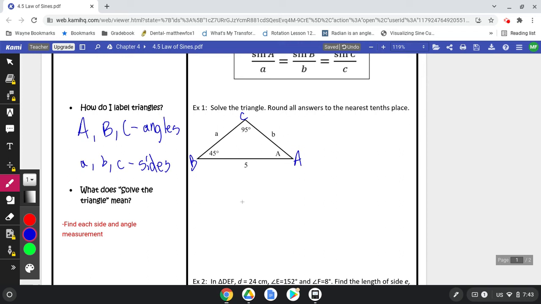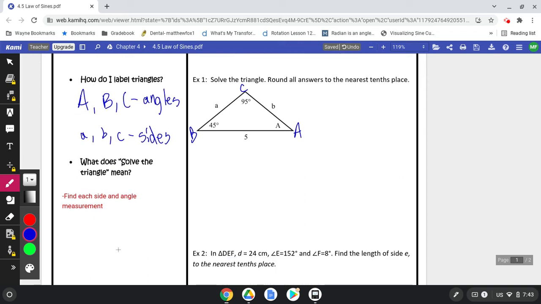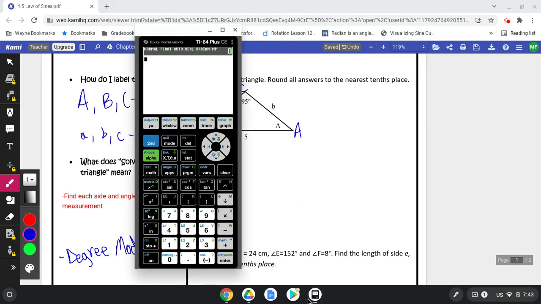Okay, so the first thing I want to point out is when you are solving these, put a note for yourself, make sure you are in degree mode, because we are dealing with degrees. Now, if your calculator is not in degree mode, remember, we click mode, right beside the second button, then go down, go over, hit degree, hit enter, then I just hit second, quit. Okay.